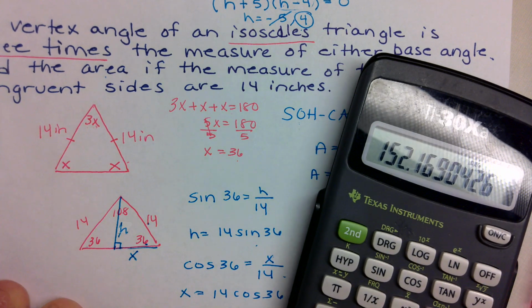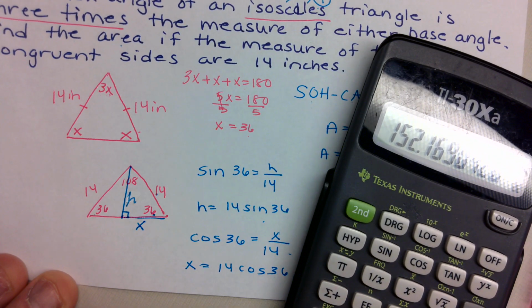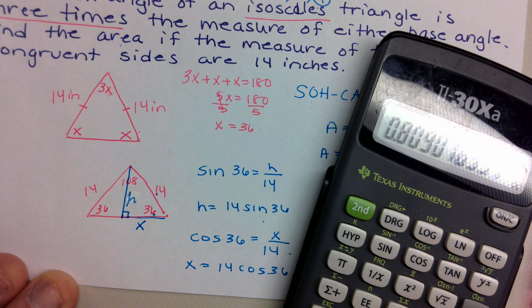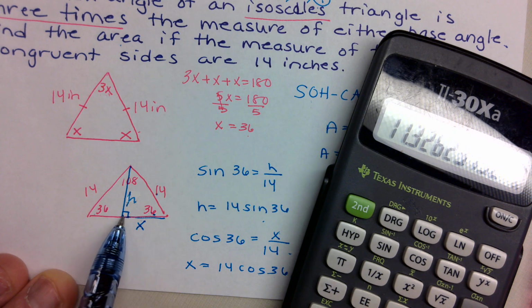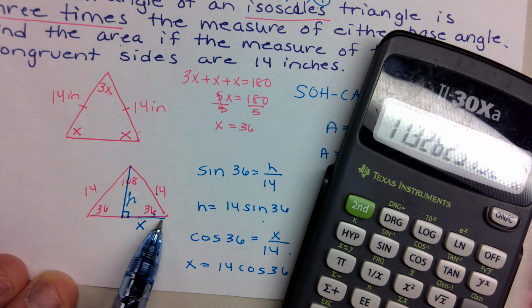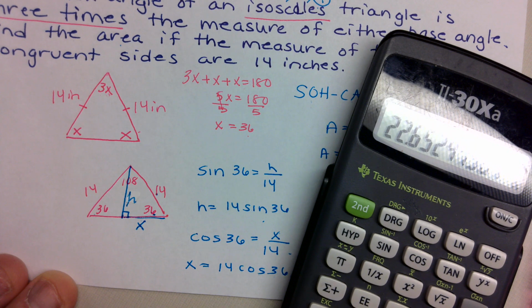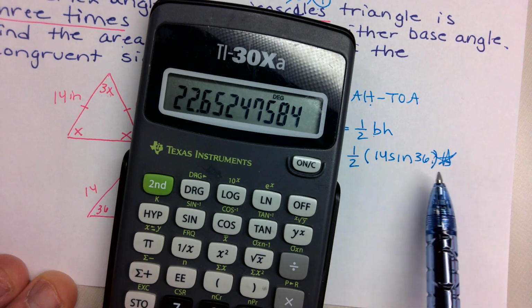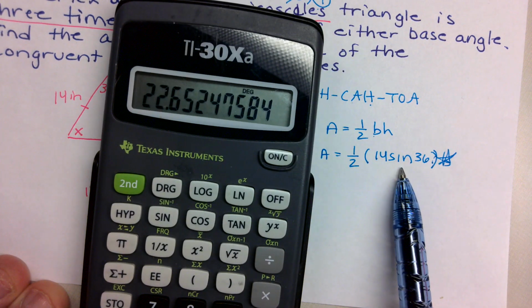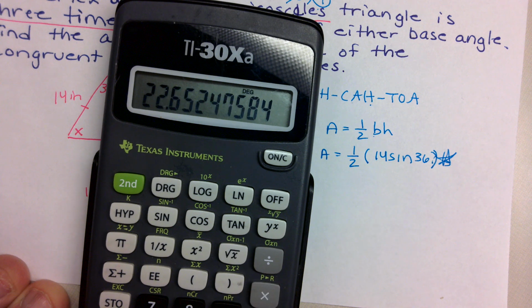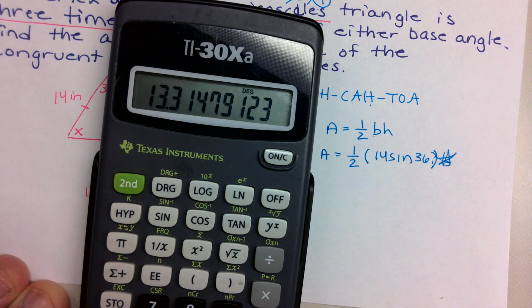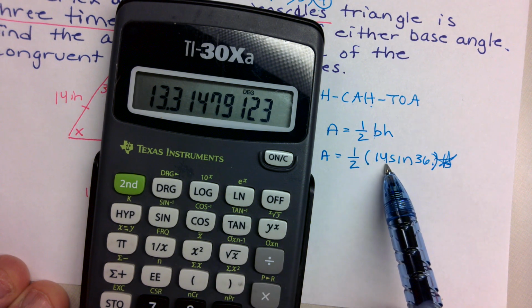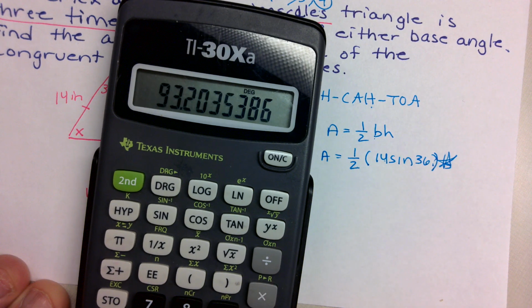So I'm going to go ahead and do cosine of 36. I'm going to clear that, make sure nothing was in there. Times 14. Okay, I have this. Multiply by 2 to get the whole base. Okay, so that's right here. I got my base. Now I have to keep multiplying it by this. So I'm going to multiply by sine of 36, and I'm going to do half of 14. I'm just going to do that in my head. 7. And I'm done.